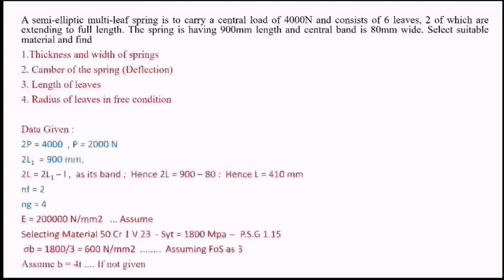Next line, the spring is having length of 900 mm. Note here, the spring length, this means we are given 2L1. Spring length means the effective length of the spring. In previous case we were given the distance between the bolts, that means the total length of the spring. Here it is given the spring is having 900 mm length, that means effective length is 900 mm. So I will write 2L1 is equal to 900.